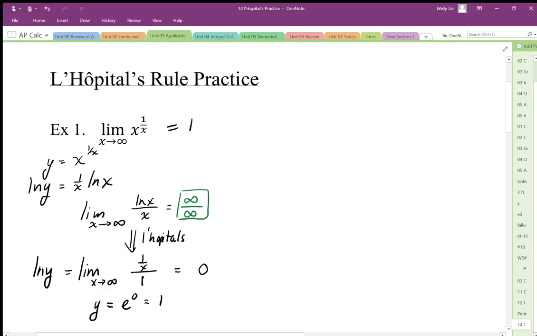So again, we should check these by graphing. When we graph these, we can check our solutions for these by graphing.